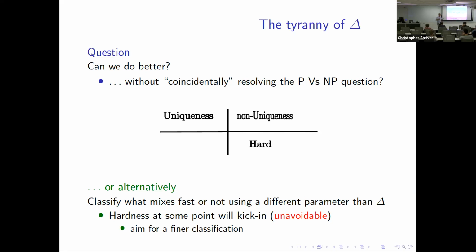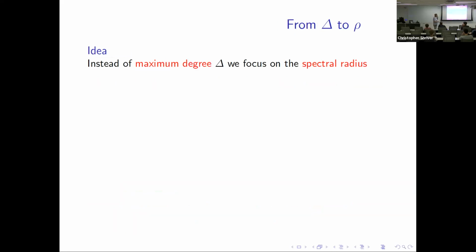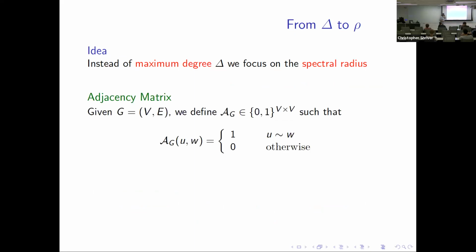So are my objectives clear? Okay. So what I'm suggesting now is replacing the maximum degree delta with the spectral radius of the adjacency matrix. Let's start with what the adjacency matrix is. I guess most of you have seen it before, but to make sure that everybody is on the same page, let me repeat the definition. It won't take long.